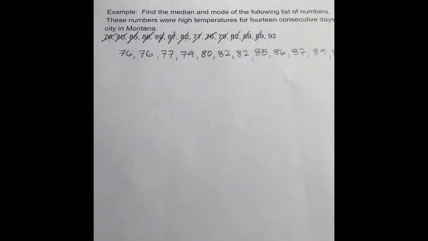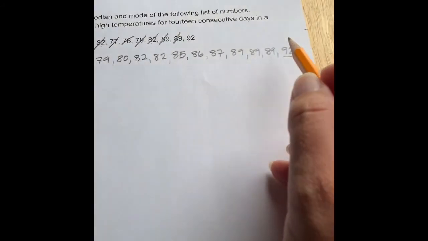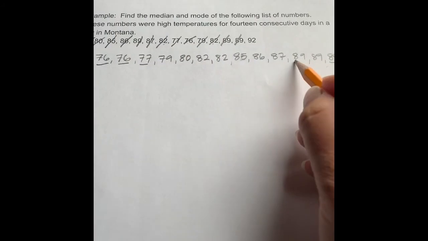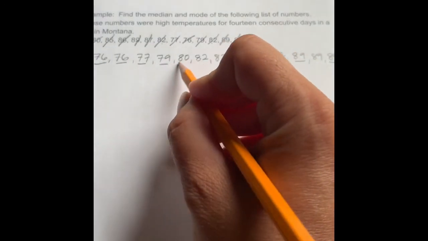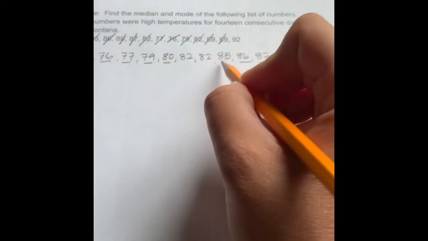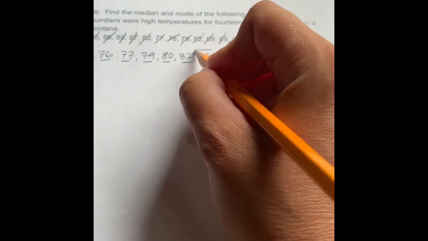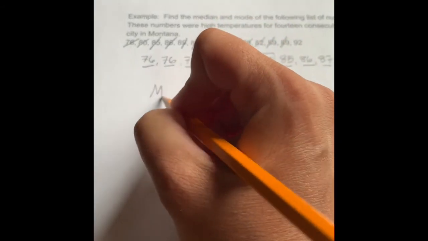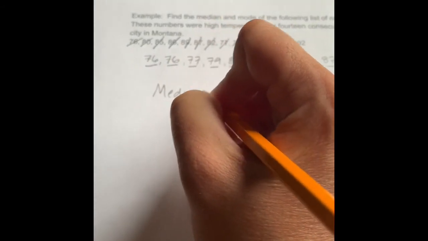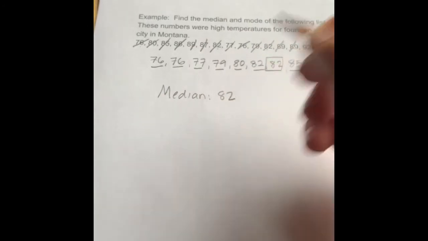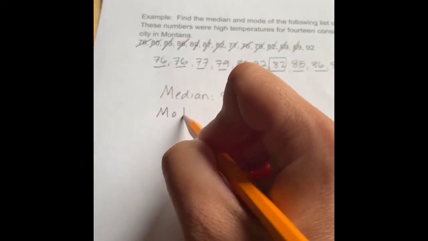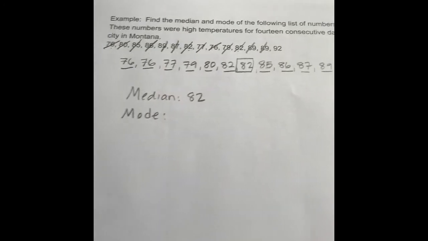And then you just want to kind of count outer to inner. So if you need to, you can mark them out. So you go, this one and this one are out. This one and this one are out. Keep moving inward. So it looks like our median is 82. So our median is 82. Mode, again, is the number that occurred the most number of times.